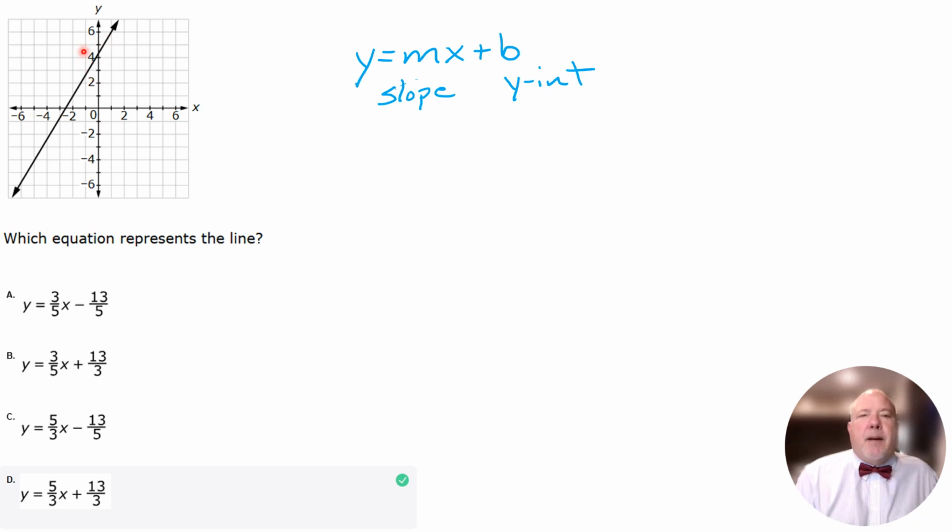The y-intercept is positive. A has a negative y-intercept and C has a negative y-intercept. So the answer is either B or D. And so that's going to depend upon the slope. Well, so let's go look at the slope. To find the slope, m, what we're going to use is rise over run.